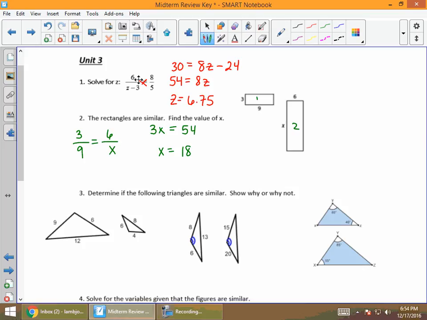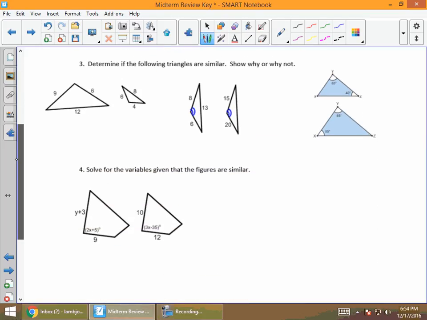All right, I'm on to question number 3 now. Determine if the following triangles are similar. Show why or why not. So I'm going to check over here first. I want to look at my 3 sides and see if my 3 sides are in fact proportional. So I'll go small to large, so 6, 9, and 12. And my second triangle, small to large, is 4, 6, and 8.